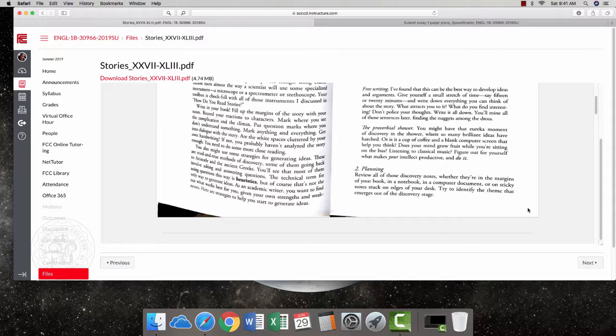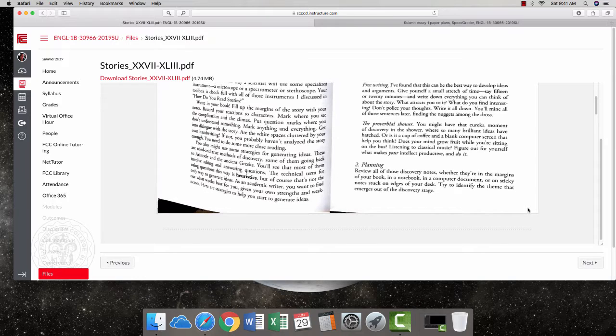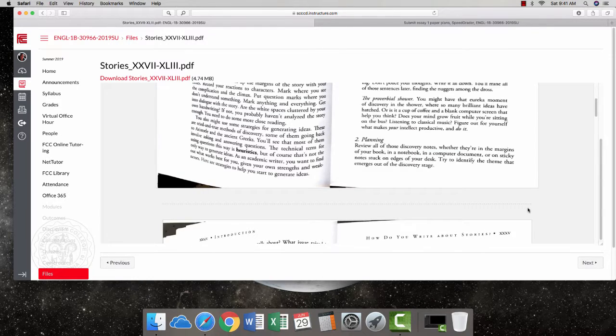The proverbial shower. You might have that eureka moment of discovery in the shower, where so many brilliant ideas have hatched. Or is it a cup of coffee and a blank computer screen that help you think? Well, probably not a blank computer screen, but maybe, I don't know. Does your mind grow fruit while you're sitting on the bus, listening to classical music? Figure out for yourself what makes your intellect productive, and do it.